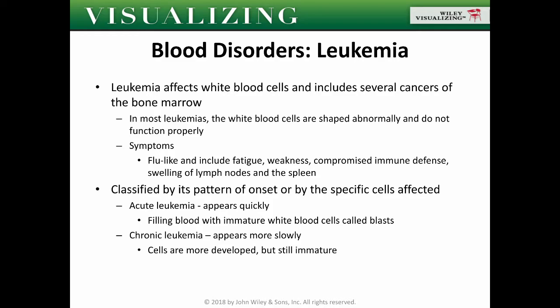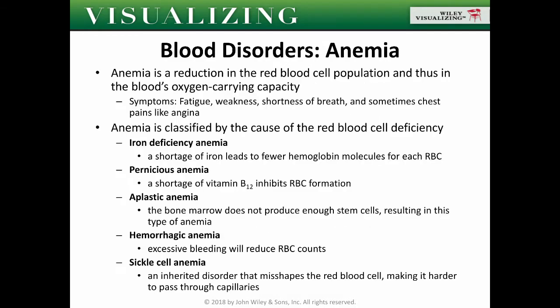We have acute leukemia, which appears quickly. It fills the blood with immature white blood cells called blasts. Whereas chronic leukemia is slower, and the cells are more developed but still immature.